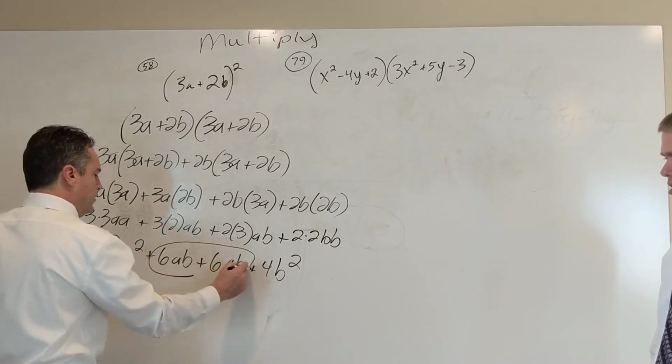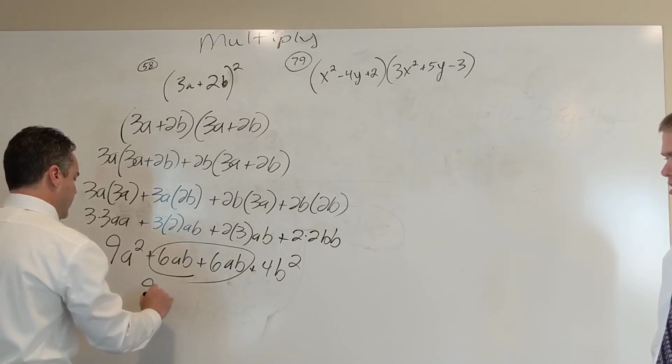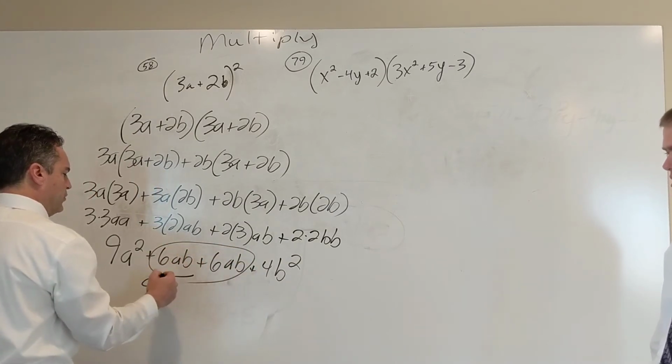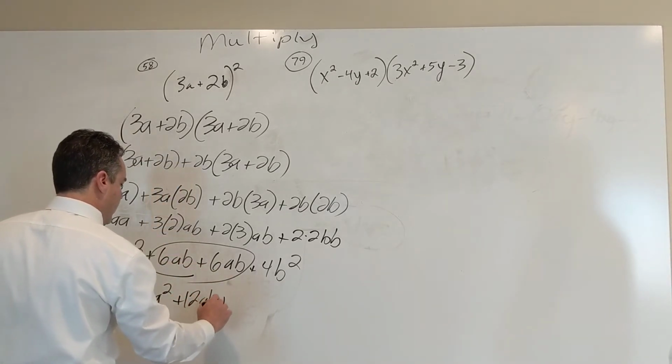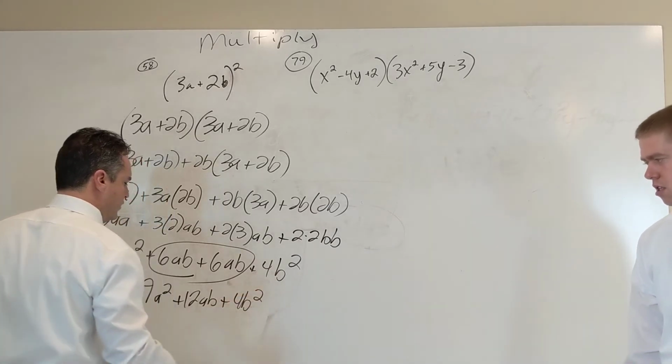These two combine, and we have 9a squared. These are like terms: 6 and 6 make 12ab, and we have plus 4b squared.